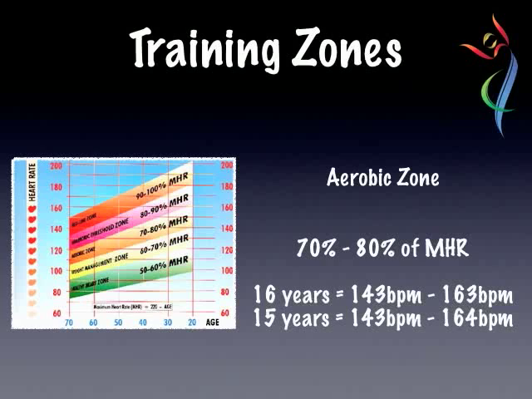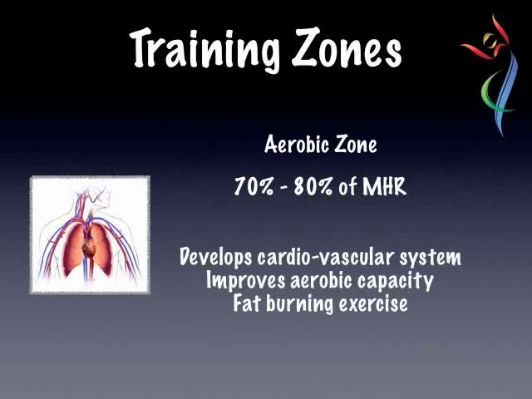The aerobic zone is at 70 to 80% of your maximum heart rate. When working at the aerobic zone, this will develop your cardiovascular system. Exercise during the aerobic zone will improve your aerobic capacity, and it'll be a fat burning exercise.